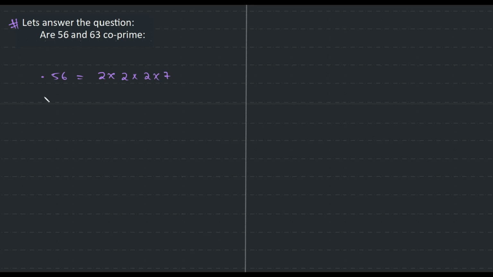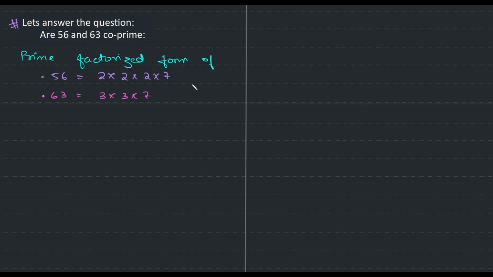So this is the prime factorized form of 56. And next we are looking at 63. So 63 can be written as 3 into 21. 21 can be written as 3 into 7. I hope I have this right. Yeah, 9 7s are 63.